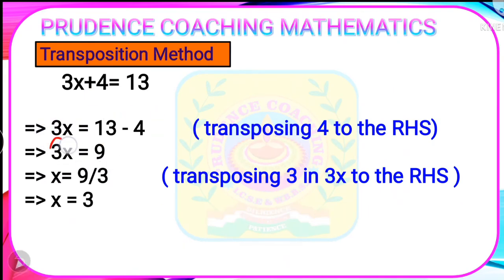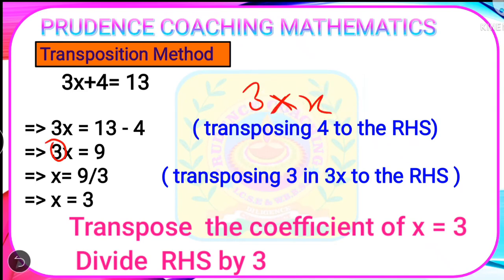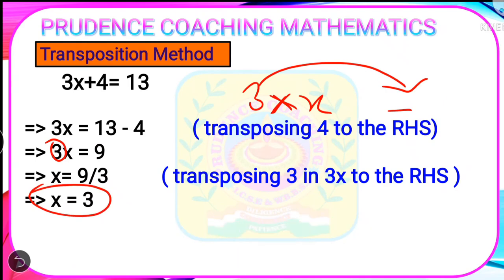Now we need to take this 3 towards the right, so that x remains only on the left hand side. Here we have 3 into x. As this 3 is in multiplication, when it goes to the right hand side it will be division, divided by 3. So it will be 9, as we already have 9 on the right hand side. So 9 divided by 3. This 3, which is multiplication, will act as division on the right hand side. So finally 9 divided by 3 is 3. So your answer is 3.